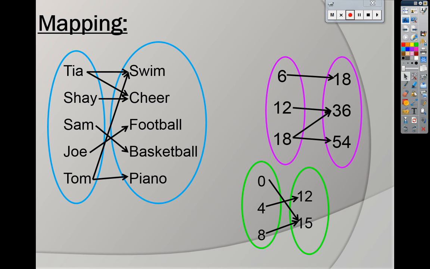Over here with the number 6, 6 gives you 18, 12 gives you 36, and 18 gives you 36 or 54. Therefore, that is not a function. Now, down in the green, 0 gives you 15, 4 gives you 12, and 8 gives you 15. So that would be a function because you have one input that does not repeat, giving you a different output.